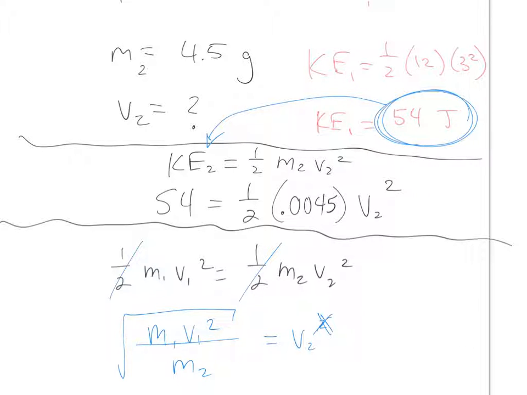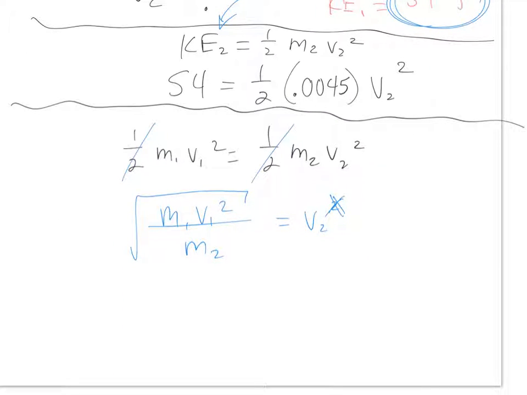And it gets rid of the squared there. So again, divide by M2, it becomes M1 V1 squared over M2, which is this. And then you take the square root to get rid of the squared. Please, you don't need to simplify this any further. If you wanted to, you can, but I would plug in numbers at this point.